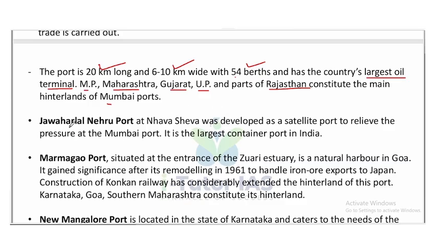The next one is the Jawaharlal Nehru port. The Jawaharlal Nehru port at Nhava Sheva was developed as a satellite port to relieve the pressure at the Mumbai port. It is the largest container port in India.